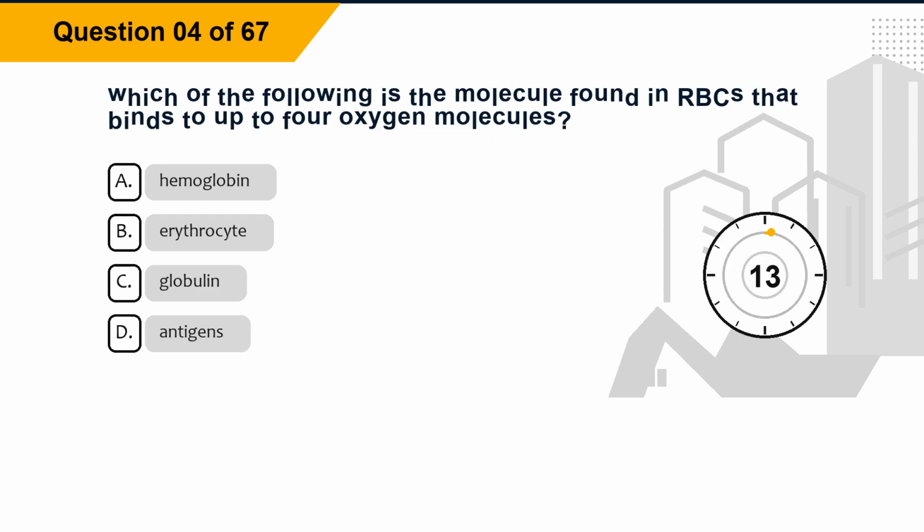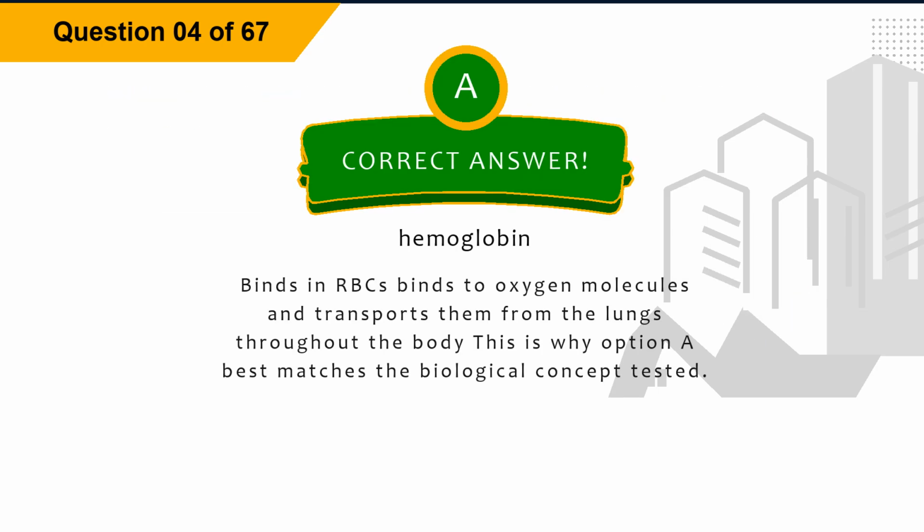Question 4. Which of the following is the molecule found in RBCs that binds to up to 4 oxygen molecules? Option A, hemoglobin. Option B, erythrocyte. Option C, globulin. Option D, antigens. The correct answer is option A, hemoglobin.